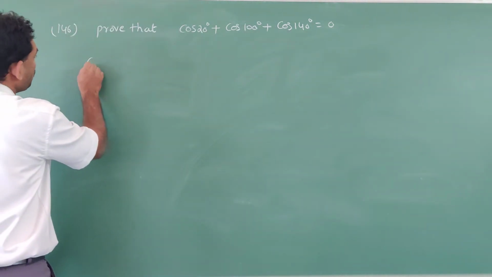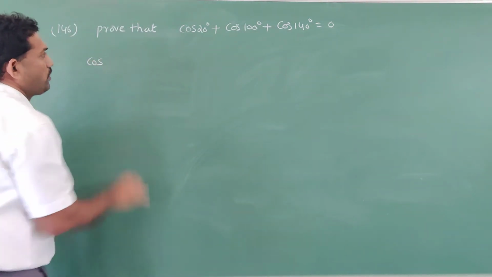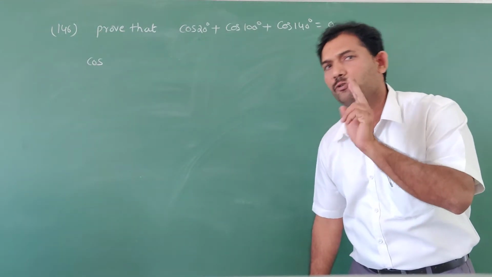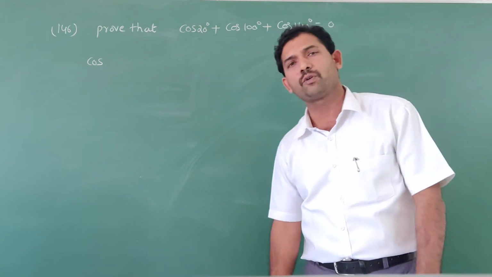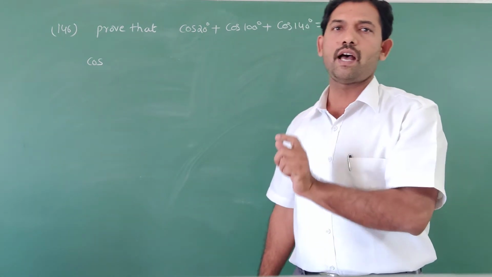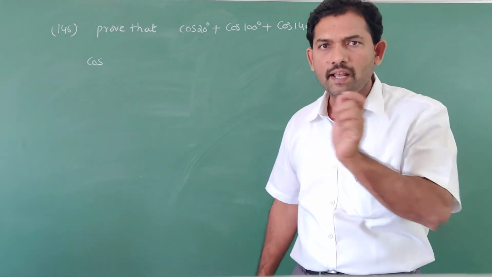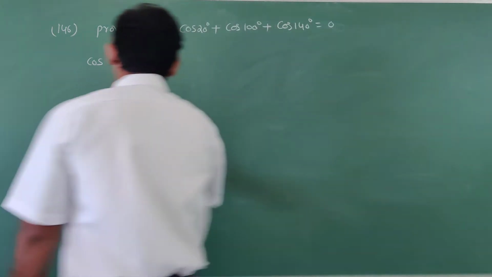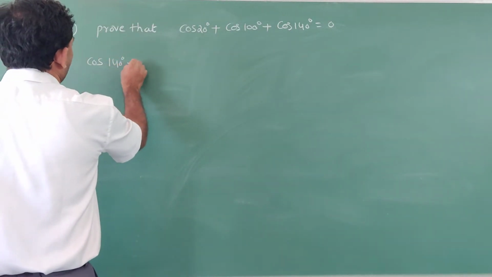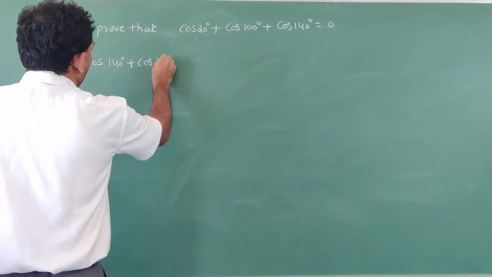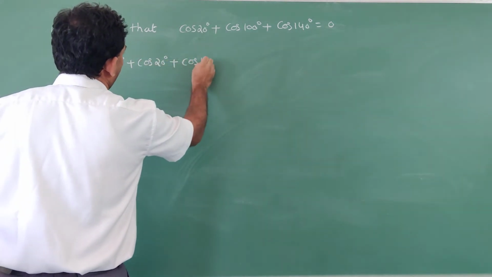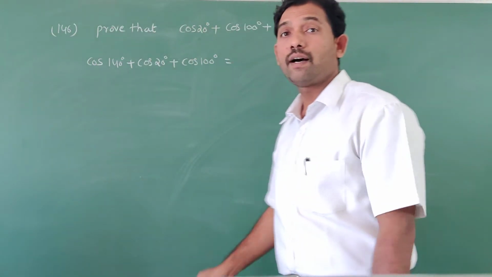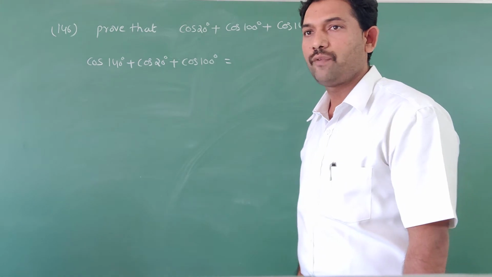So here 20 degrees, 100 degrees and 140 degrees are given. You take any two as a pair. Any two means how are you going to follow? Least angle, highest angle, you take one pair. Understand? So cos 140 degrees plus cos 20 degrees plus cos 100 degrees. These two I consider one pair, the first two. Now applying the cos x plus cos y formula.